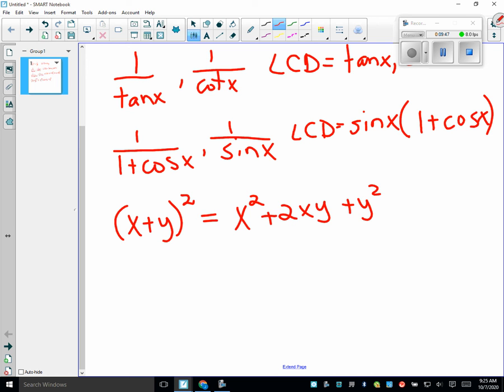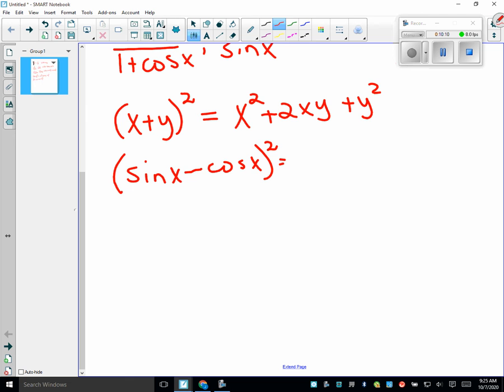Because what if I ask you to do sine of x, oh, let's do a minus, just for fun, minus cosine of x squared? I want to know what that is. What's my rule? Sine squared x minus. Wait a minute. You understand why I put the squared here? That means the whole thing is squared, not just the x. I could put sine of x in parentheses, squared, but that shortens it.